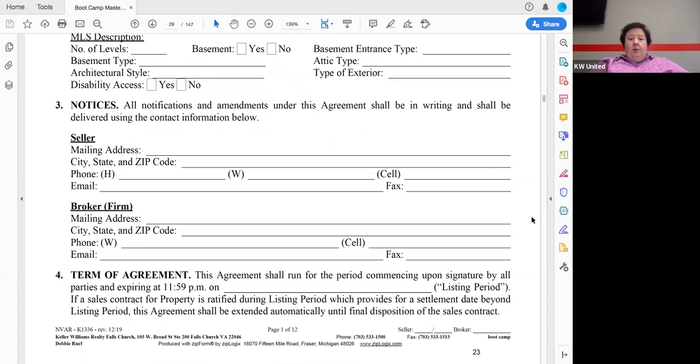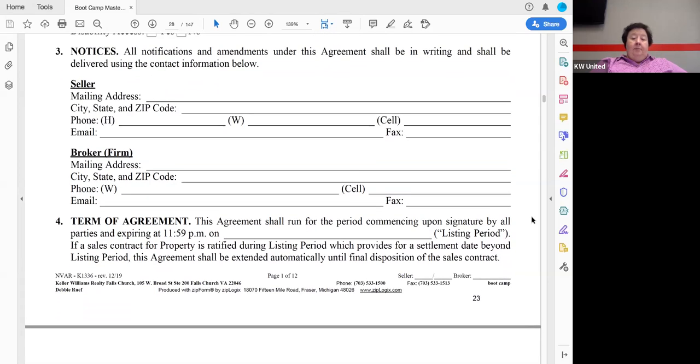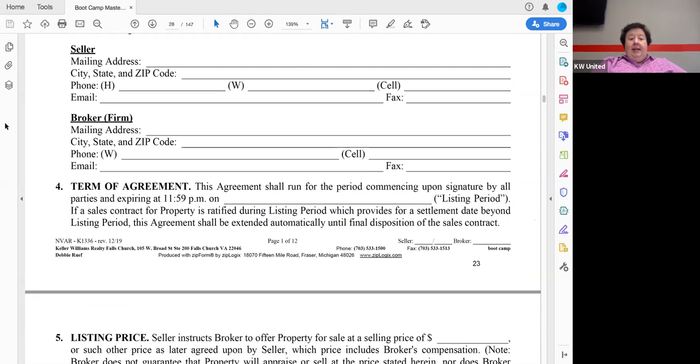All right, so then we go into notices. All notifications and amendments under this contract shall be in writing and shall be delivered using the contact information below. This is the same as our buyer's agreement, except it's the seller and the broker. So again, here, it's the KW emails, the office addresses, the office phone numbers. Don't worry about the cell phone, okay?